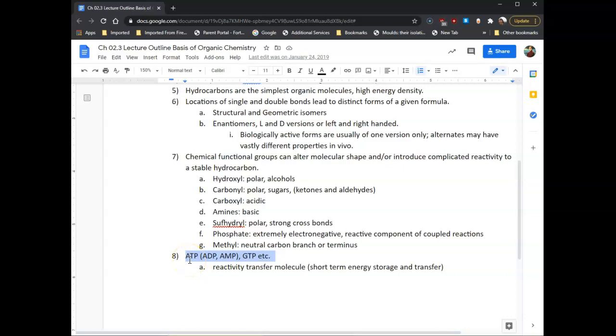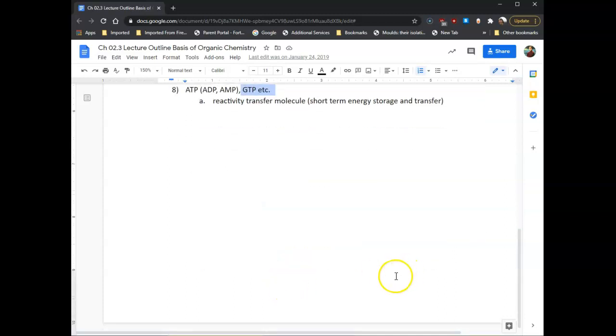Here's an example of those energy transfer molecules. Adenosine triphosphate, which if you pull off one of the phosphates is now adenosine diphosphate. If you pull off yet another phosphate, it's adenosine monophosphate. And all three of these have really big roles in your cells. This is guanosine triphosphate, a related energy transfer molecule, and there's a bunch of others that we'll see in time.